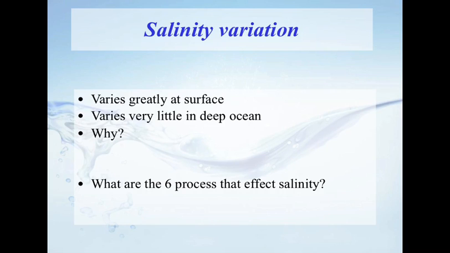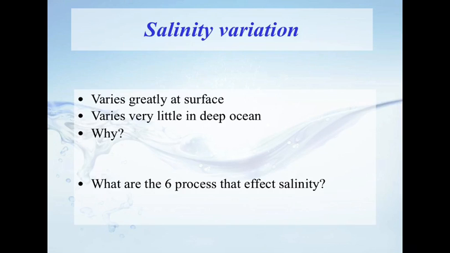Now, salinity varies greatly at the surface, and we talked about all of the factors that could affect it. But it varies very little in the deep ocean, and the question you should ask yourself is why? Well, go back to those things we talked about that affect salinity. What affects salinity? What are the processes? There's 3 that increase it and 3 that decrease it.